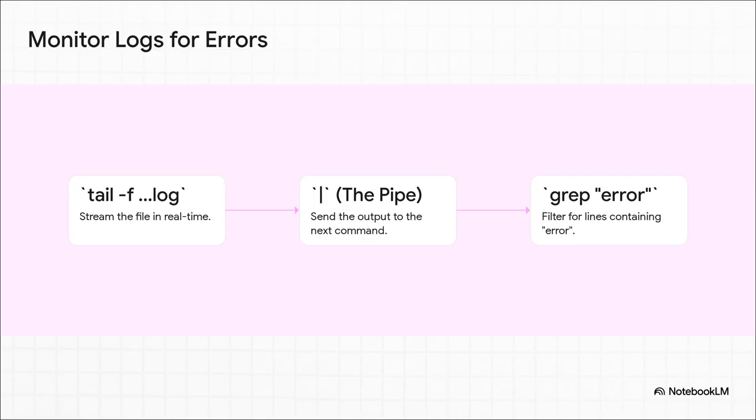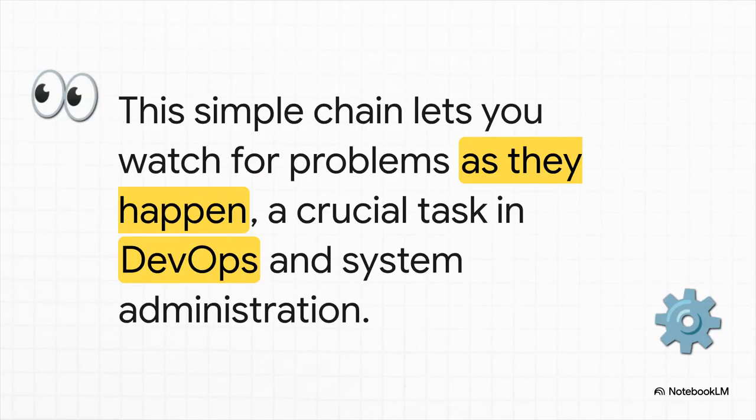Then comes the magic part. This vertical bar right here is called a pipe. Think of it as a literal pipe that connects two commands. It takes everything coming out of the first command and funnels it straight into the second one. So we're piping our live stream into our final command, grep, which is basically a search filter. We're telling it to only show us the lines that contain our keyword, error. And just like that, in one single line, you've built a real-time error monitor.